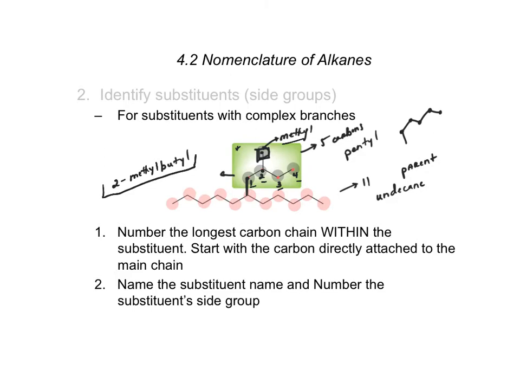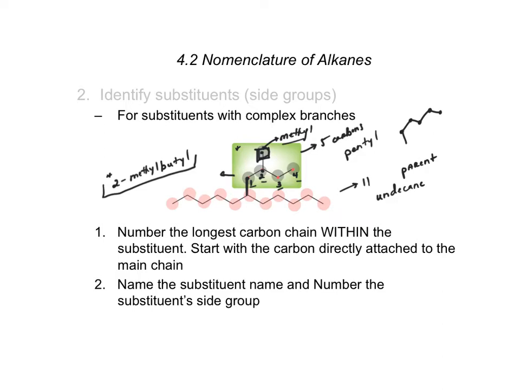Again, the 2 is telling us where that methyl group branches off the butyl chain. That's what it's trying to imply, essentially. And just as a note, we'll get into this a little bit more later. Anytime we have a number and we separate it from a letter, we always use a hyphen to do that.